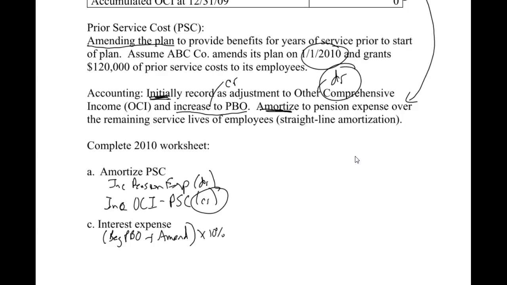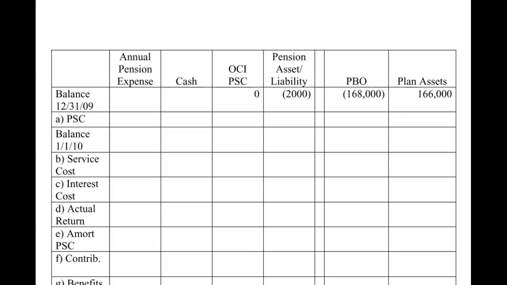So we've got our beginning PBO, which was $168,000. Remember, that comes from the ending balance of the last video. Our amendment, given in the middle of the page, is $120,000. We're going to multiply that times 10%. And we're going to have 28.8 as our interest cost. So that's the only time we have to deal with that adjustment. All right, so let's go to the next page and start filling in the worksheet.